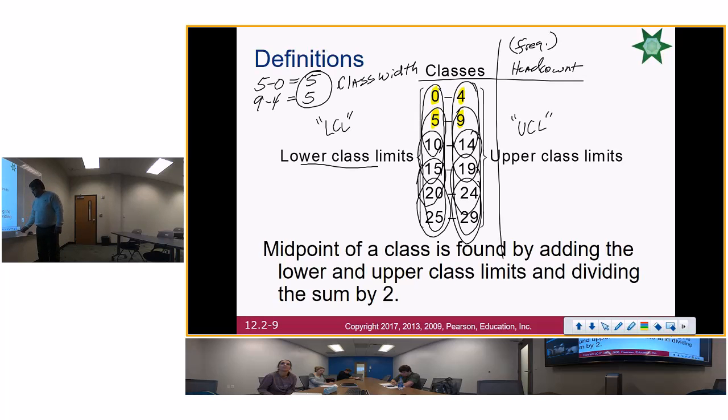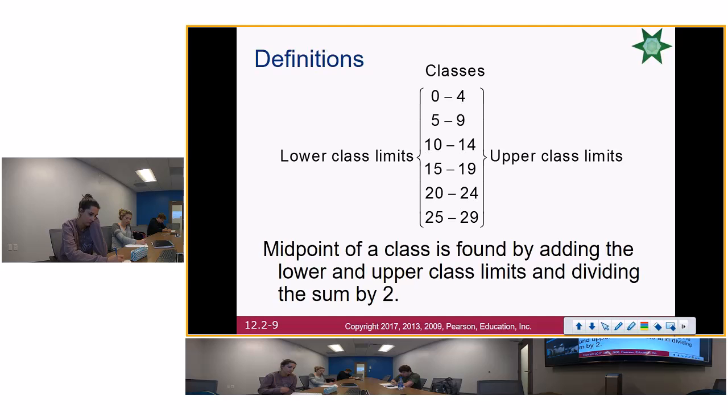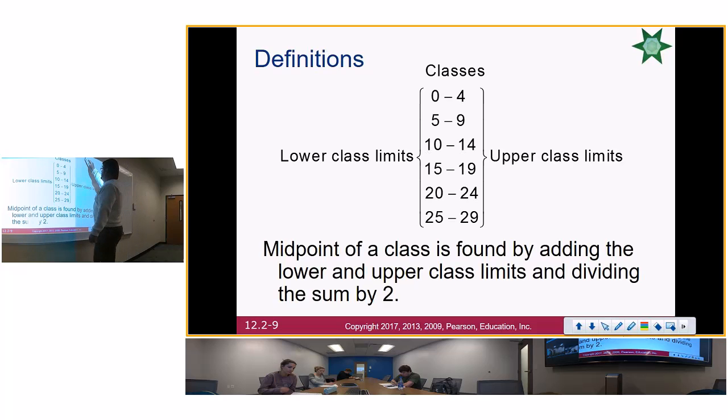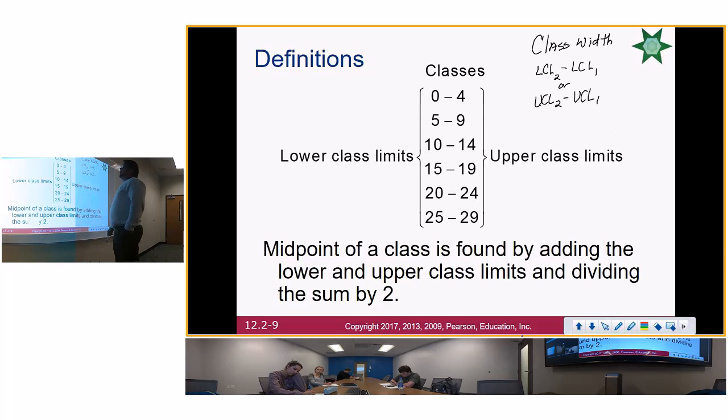All right, so the first thing we learned was the class width. I'll just put a reminder: it is the lower class limit of your second number minus the lower class limit of your first number, or the upper class limit of your second number minus the upper class limit of your first number. In other words, go vertically. 5 minus 0 or 9 minus 4.